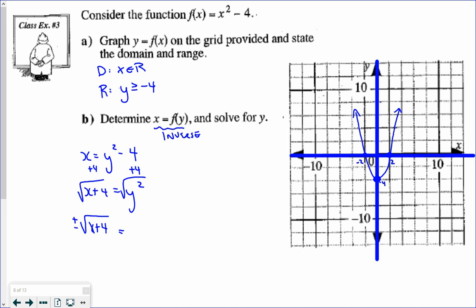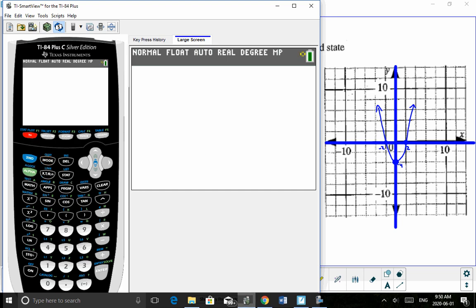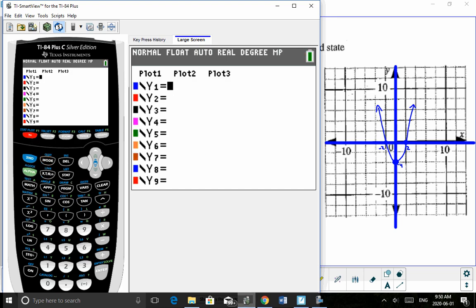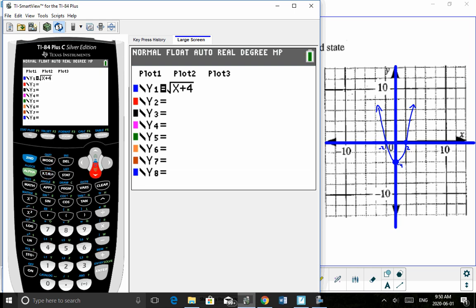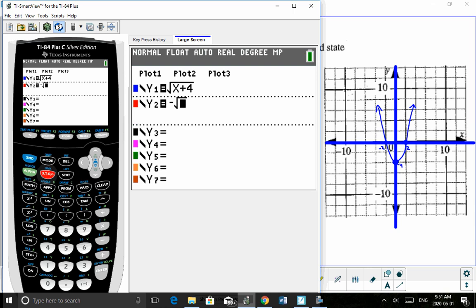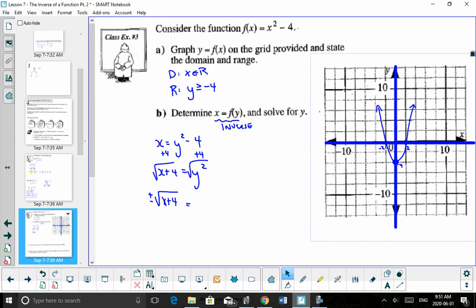Now, to graph that on the graphing calculator, you have to put it in as 2 separate statements. So we're going to go square root of x plus 4, and then negative square root of x plus 4. When I graph that, I get that image. Okay, so I'm just going to draw it all the same color. So -4 would be here.